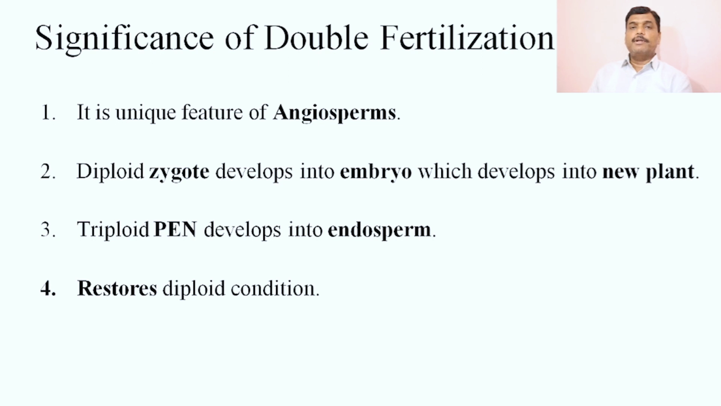The fourth significance of double fertilization: it restores the diploid condition. Restores means generally the plants possess the diploid condition, but at the time of formation of the gametes in the life cycle of the plants, the haploid condition is there. That is, after reduction division, which we call meiosis, the haploid gametes are formed. It may be a male gamete or a female gamete. They are haploid, n number of chromosomes. One n of the male gamete and another n of the female gamete fuse with each other at the time of fertilization. That is n plus n, 2n, which restores the diploid condition.